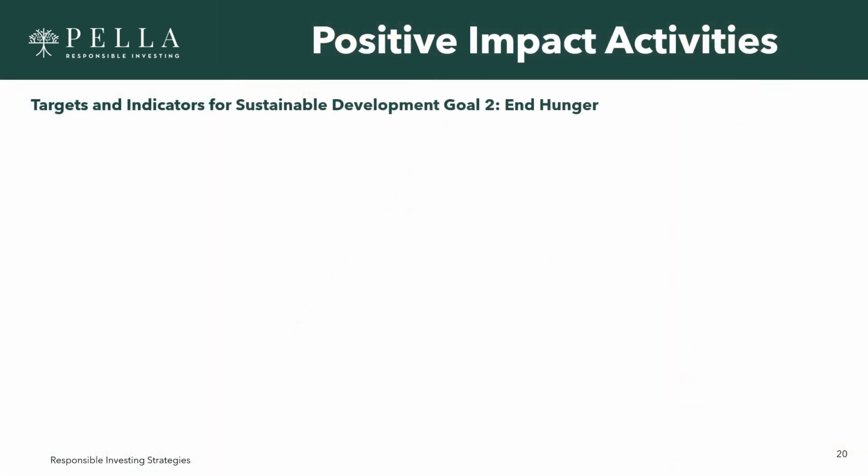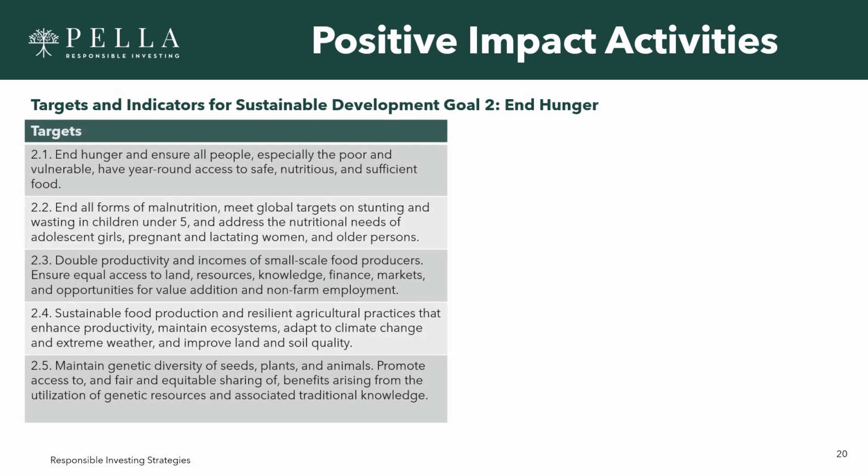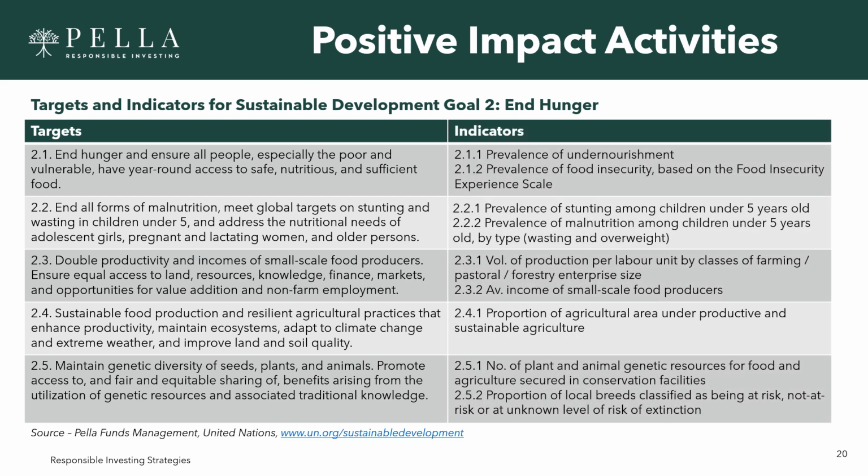To illustrate how the United Nations Sustainable Development Goals, targets, and indicators are interconnected, let's consider Sustainable Development Goal number 2, End Hunger. This goal is supported by 5 specific targets, each of which is further defined by one or more indicators. For instance, the first target of goal number 2 aims to eradicate hunger and ensure all people, especially the poor and vulnerable, have year-round access to safe, nutritious, and sufficient food.